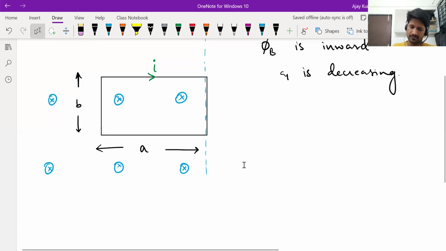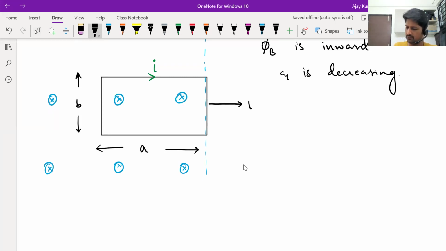Let's say the rectangular loop, there's only one turn, so I'll just call it a loop, is being pulled with a velocity v to the right. Dimensions are given to you, so you can find out the area. After a time t also, you can find out how much area will be inside, how much area will be outside. Those things can be done.